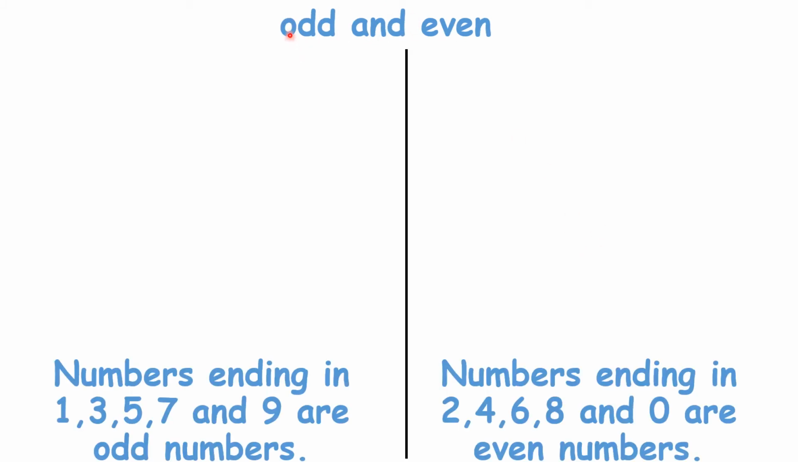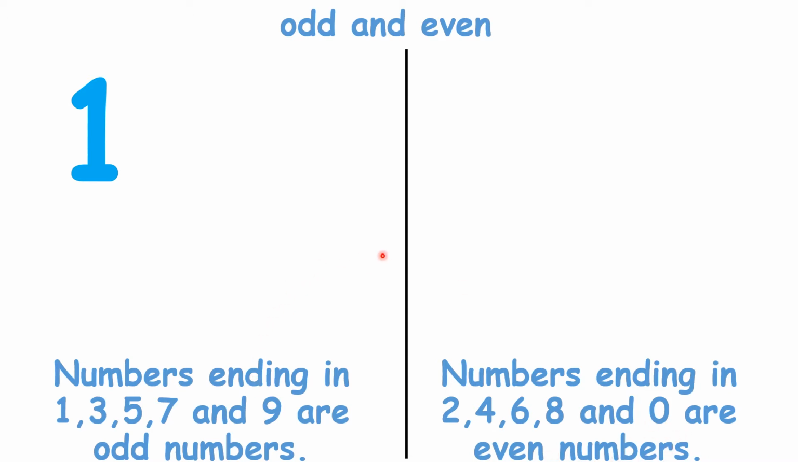I will tell you about odd and even numbers. Okay, because some numbers are odd, we say odd numbers. And some numbers are even numbers, okay? So, number one is an odd number, okay? Numbers ending in 1, 3, 5, 7, and 9 are odd numbers, okay? Odd numbers. And numbers ending in 2, 4, 6, 8, and 0 are even numbers.